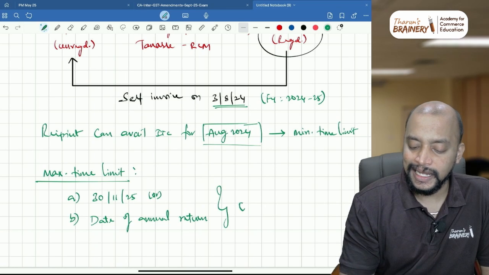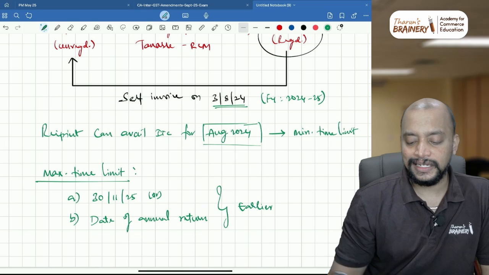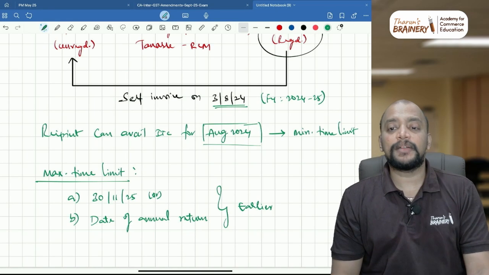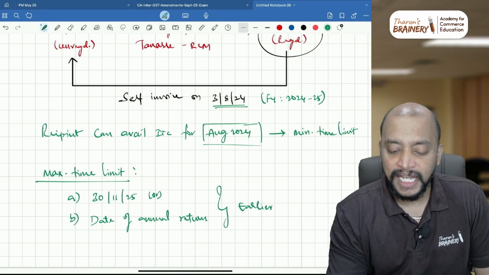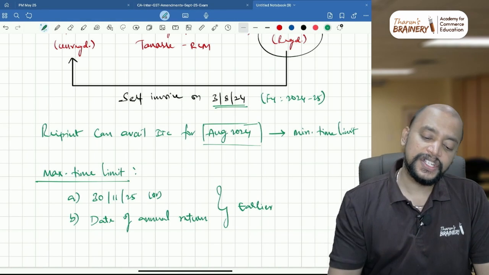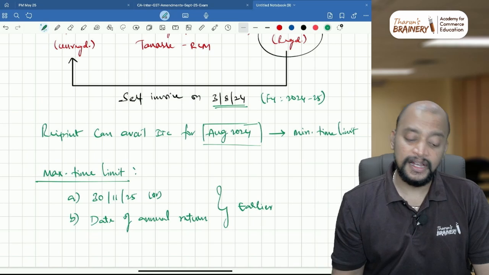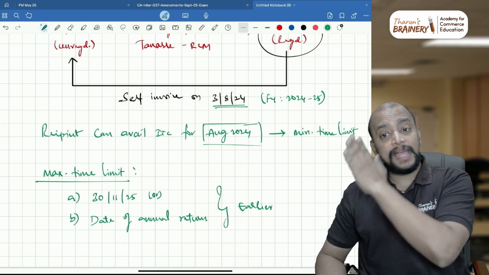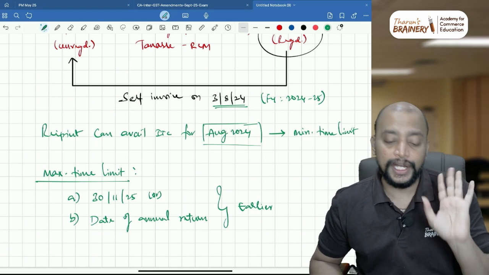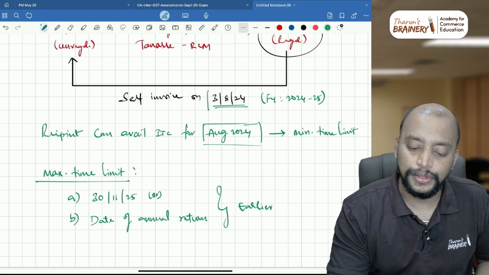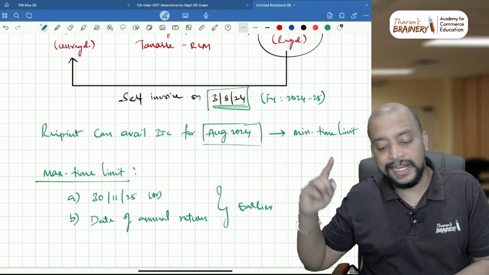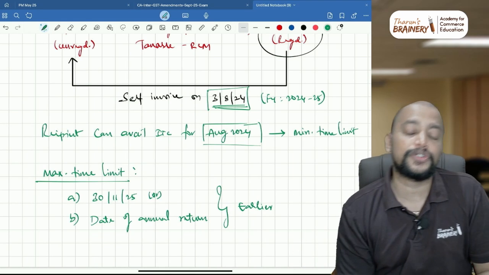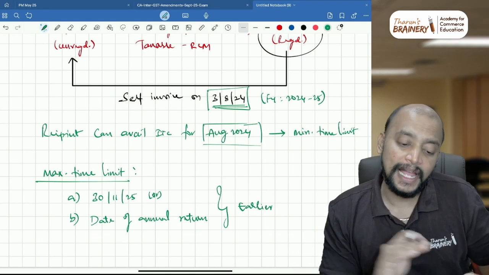Whichever is earlier will be taken as the maximum time limit by which this ITC can be availed. Minimum time limit: August month, whenever they are filing the 3B. But suppose they miss, what is the maximum time limit? Based on the invoice only you check. What is the invoice date? 3/8/2024. So therefore 30th November of 2025 or the date of filing of the return, whichever is earlier, should be taken. This is the time limit for ITC.